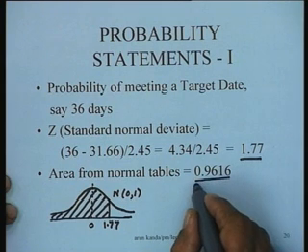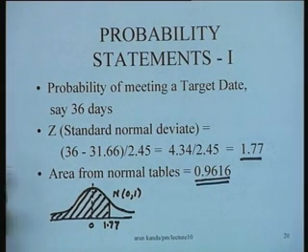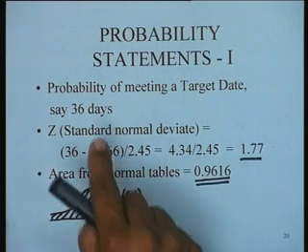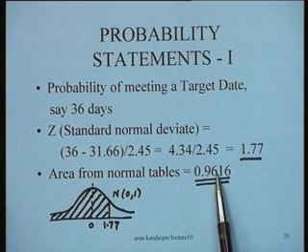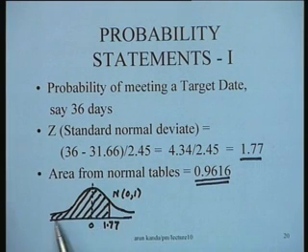On a standard normal variable, we are interested in this area, and this area from the tables actually works out to 0.9616. So we can say that the chances of meeting the target date in this particular case, with the kinds of uncertainties that you have, is about 96%. And you can be fairly confident that you can meet the target date, and this would be the area for this particular problem.